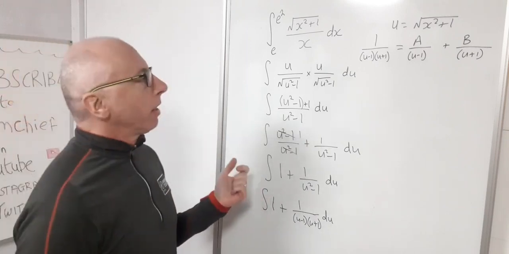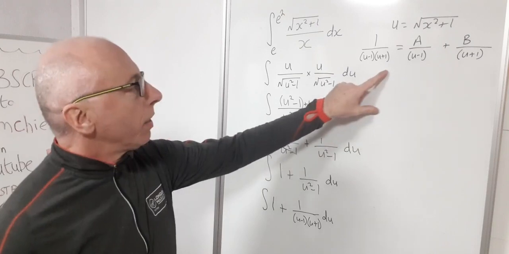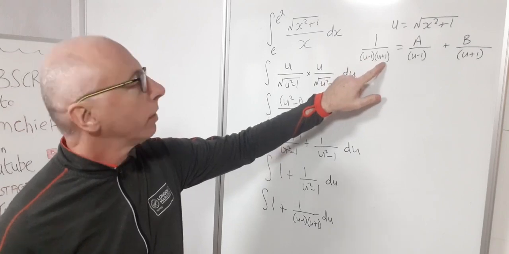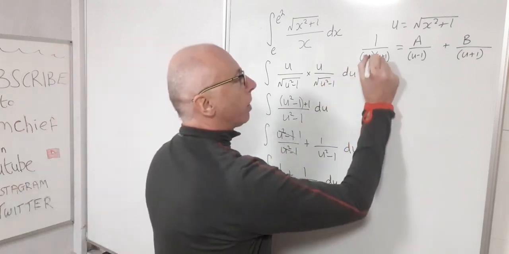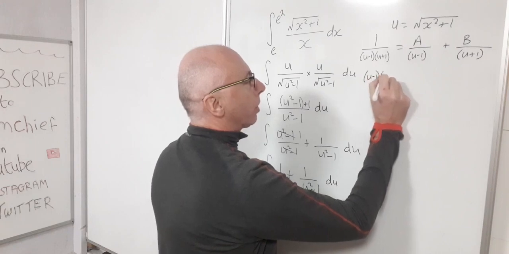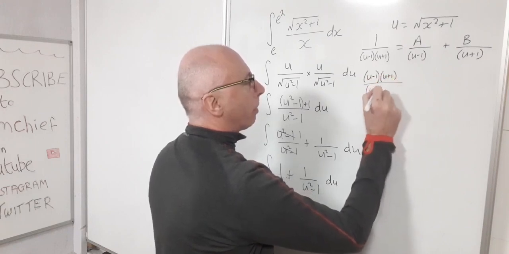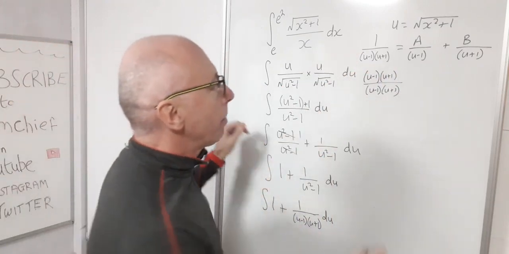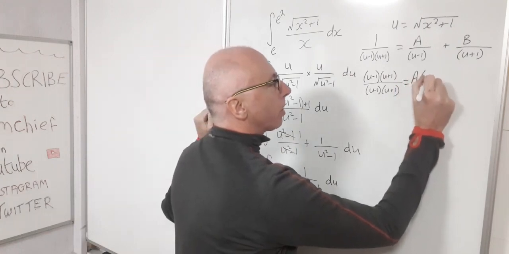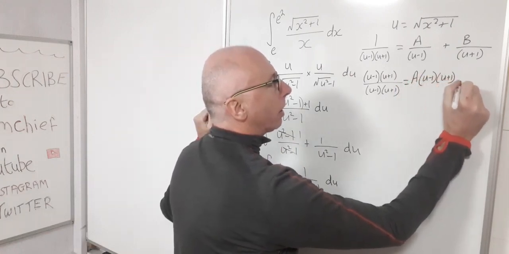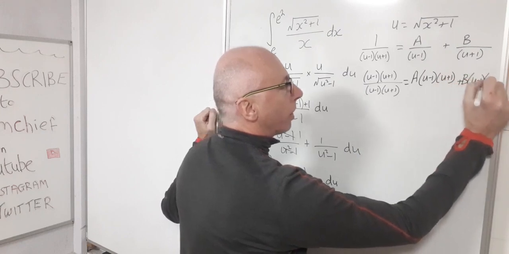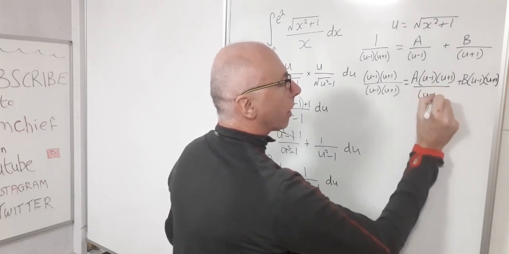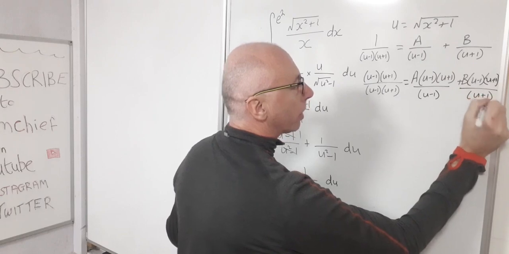So now what I want to do is to try and get some values for A and B. What I can do is multiply both sides by (u minus 1)(u plus 1). So let's try that. On this side I'd have (u minus 1)(u plus 1) divided by (u minus 1)(u plus 1). So that's what happens when I divide this by it. And then the same on this side, I'll have A times (u minus 1)(u plus 1) plus B times (u minus 1)(u plus 1), and then still bring down this fraction here, u minus 1, and this one will be u plus 1.